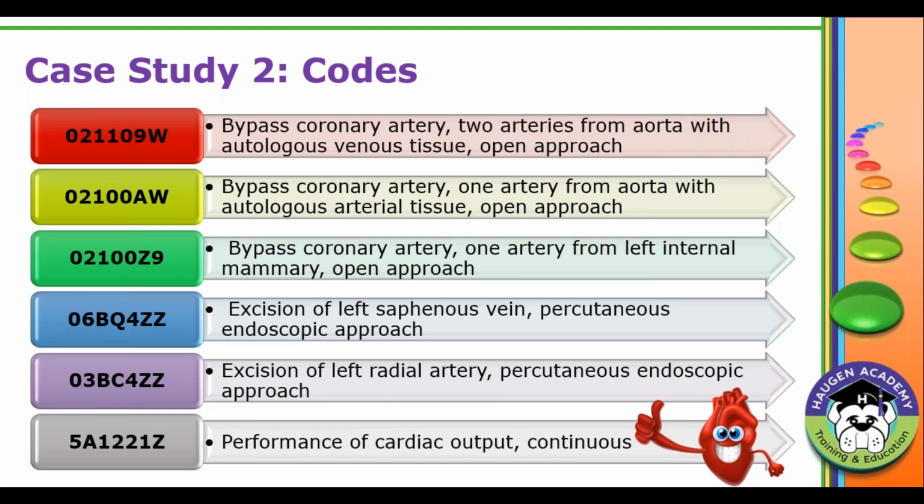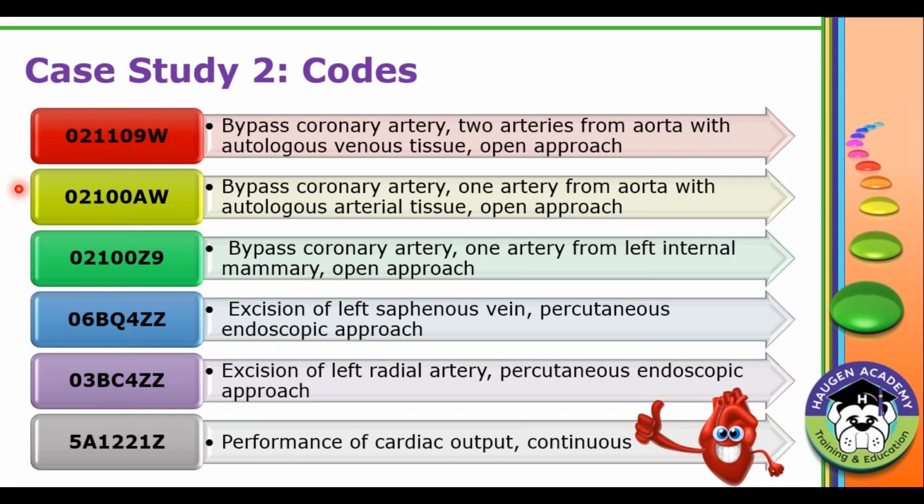So we're going to have 3 separate codes because we have 3 different types of devices that are used, and in total we have 3 different combinations of devices and qualifiers. So I always put the saphenous vein first because it's usually more sites. I don't think it really matters how you sequence these. Certainly not going to impact your DRG assignment. But 021109W for bypassing the 2 coronary arteries from the aorta using the saphenous vein.